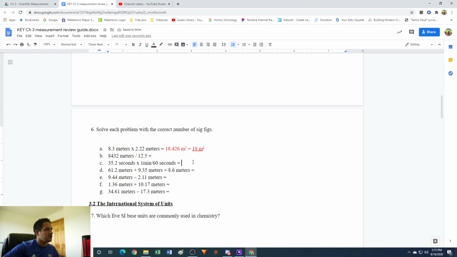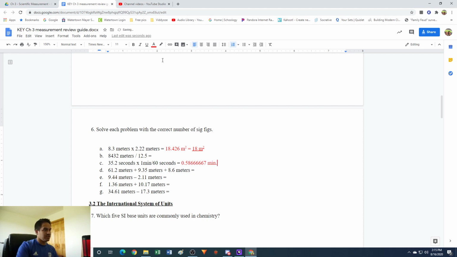All right, letter C, 35.2 times 1 minute over 60 seconds. So it's basically 35.2 divided by 60. Okay, so 35.2 divided by 60. And I get as an answer 0.5866667.